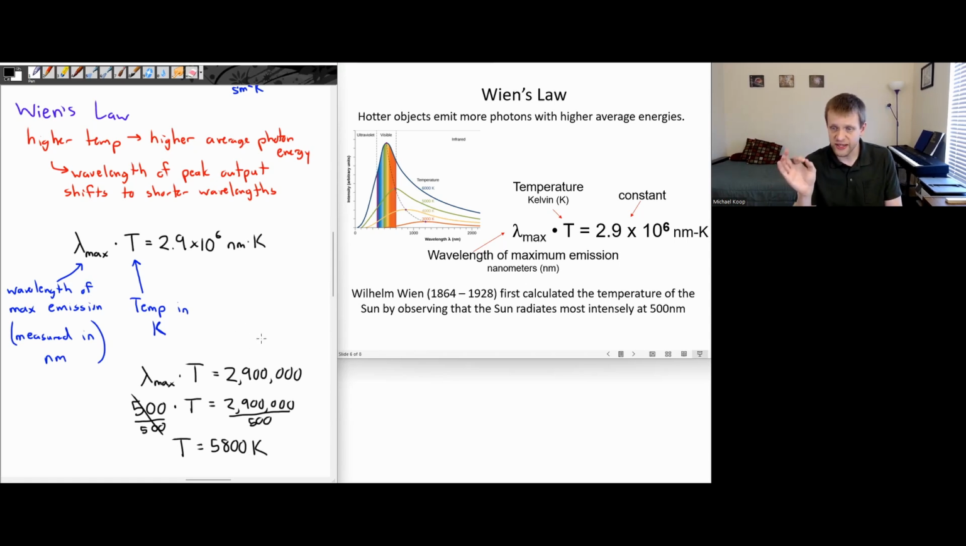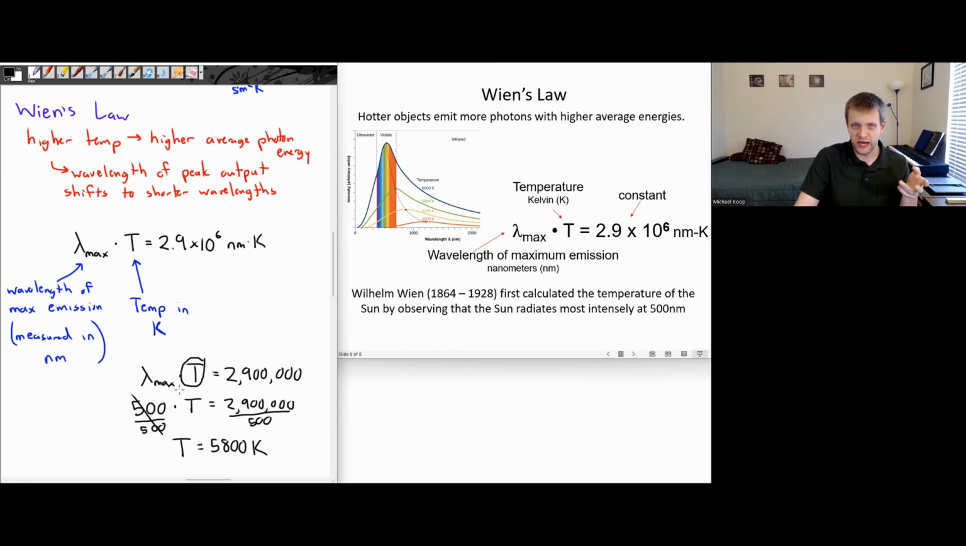Again, as long as I can identify what that wavelength of maximum emission is, if I know that wavelength of max emission in nanometers, I can plug that into this equation and calculate the temperature. Similarly, if I knew the temperature, I could work backwards and say, if I know the temperature in Kelvin, I can figure out what that wavelength of maximum emission would be.